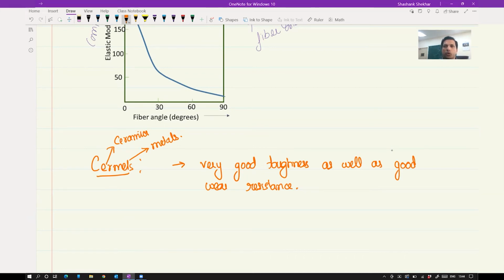The overall role of the reinforcing phase remains the same, but the mechanism changes depending on whether it is a small particle. In the case of small particles, it will improve the strength by dispersion hardening, and in the case of very large particles, it will improve the strength by sharing the load with the matrix.